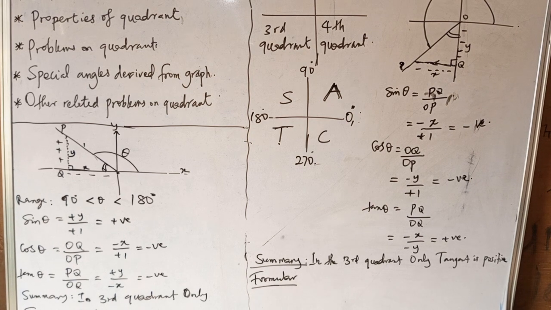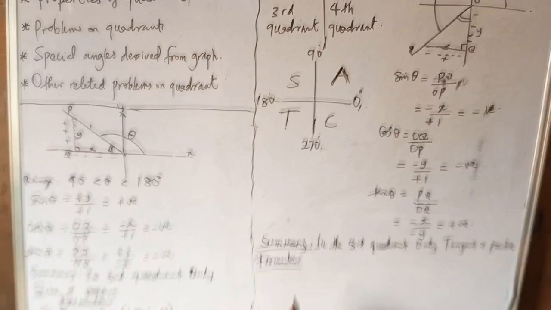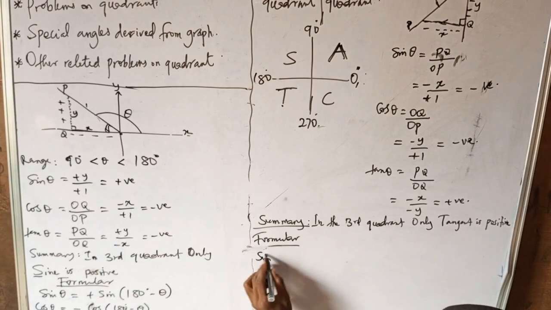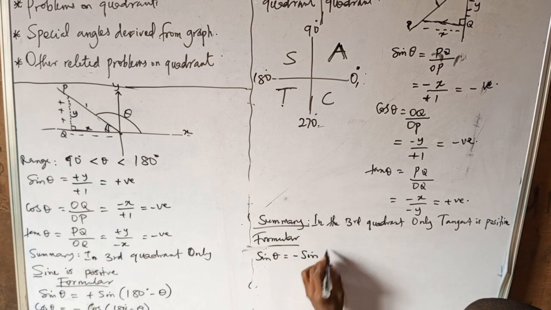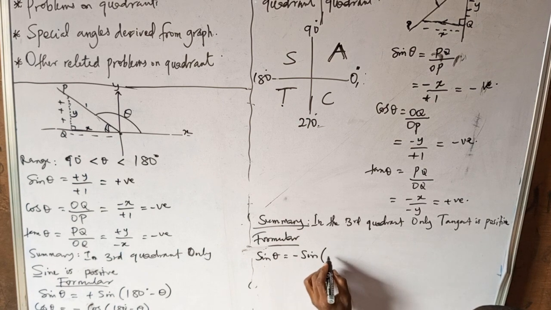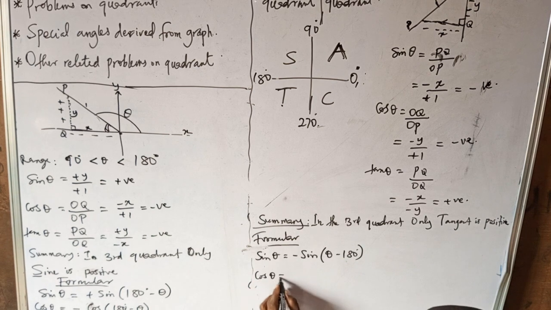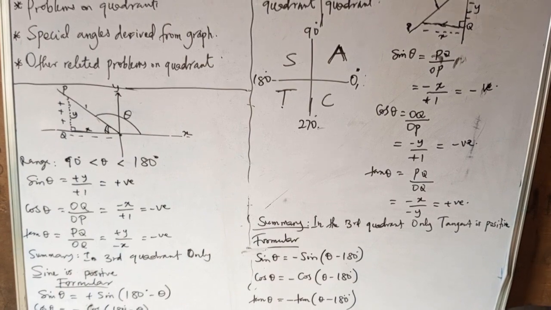Our formula is that for the third quadrant we have two formulas. I'll state the two side by side. The first formula is that sine theta equals, since sine is negative, minus sine into theta minus 180 degrees. Then cos theta equals minus cos theta minus 180 degrees, and tan theta equals minus tan into theta minus 180 degrees. This is the first formula.